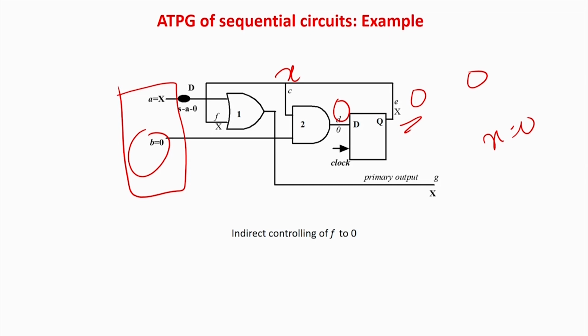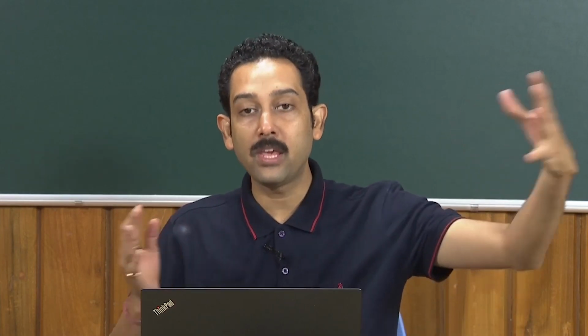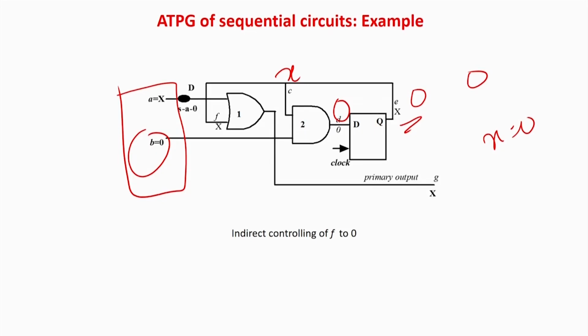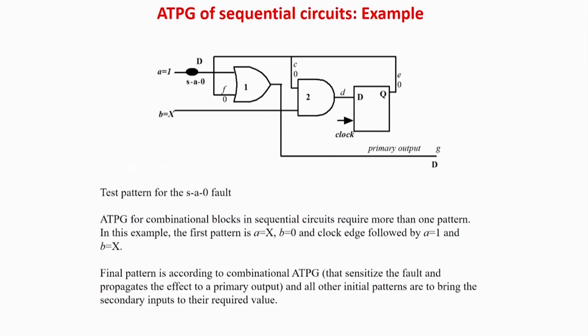So for testing one stuck-at fault in sequential circuits, you require a huge number of test patterns to actually settle the flip flops to their required values, then only you can do the test. So you can understand how the complexity starts rising. So now what I have done, in the first case I have applied a equal to x, b equal to 0, x means it can be anything, then the value of d becomes 0, you apply a clock pulse, then x is going to become 0.